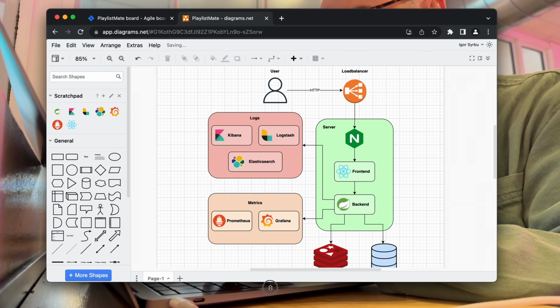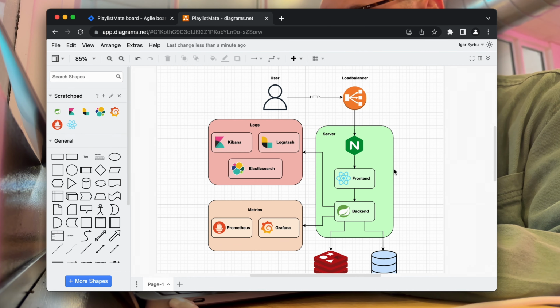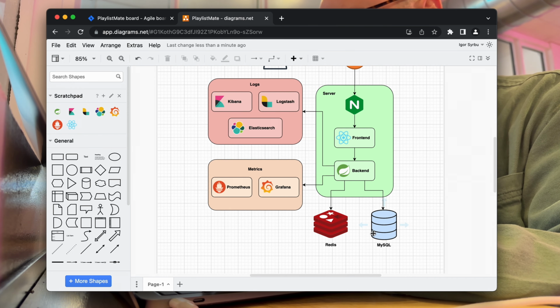After a user opens the Playlist Maid website, all the traffic would go through the load balancer. Then the load balancer redirects it to one of the server instances, and the server's entry point would be Nginx. Then I have React.js on the front end and Java with Spring Framework on the back end. The main database would be MySQL, and also I will use Redis for distributed locking and data caching.